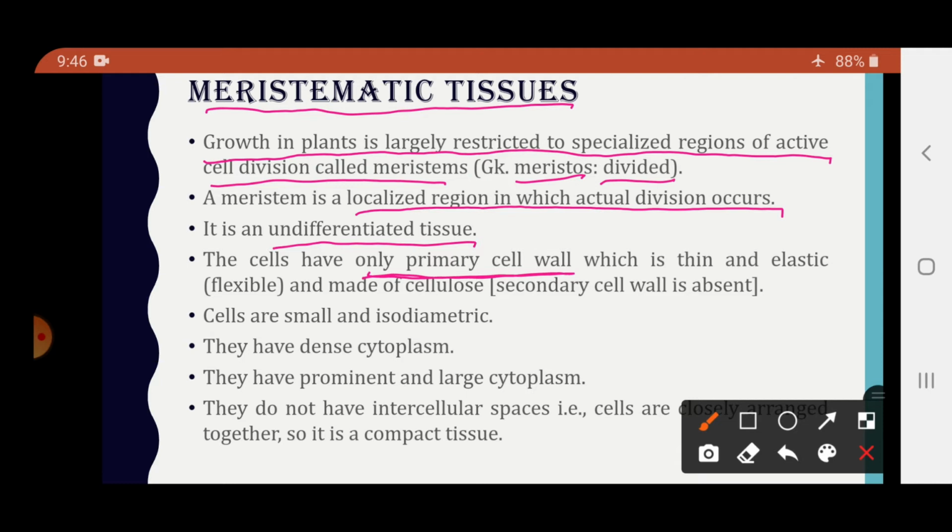So यहाँ पे सिर्फ primary cell wall होता है, उनके पास secondary cell wall नहीं होगा. Now this cell wall is thin and elastic, which means it is flexible. थिन होगा, फ्लेक्सिबल होगा तो ही वो सेल इजीली क्या कर पाएगा? डिवाइड कर पाएगा. And it is made up of cellulose. So primary cell wall is made up of cellulose. Here the secondary cell wall is absent.